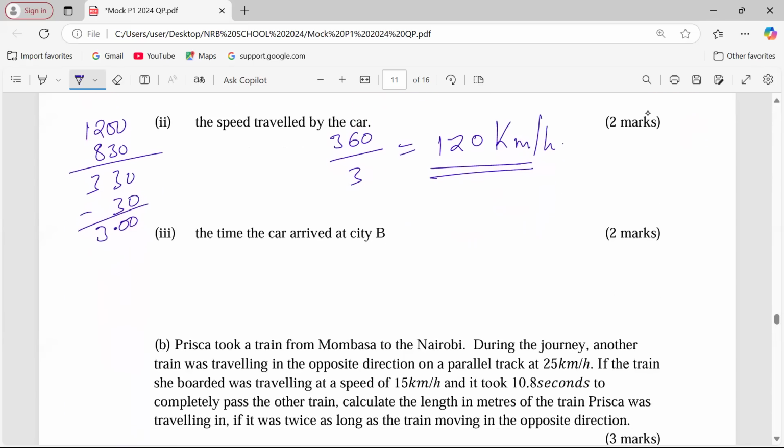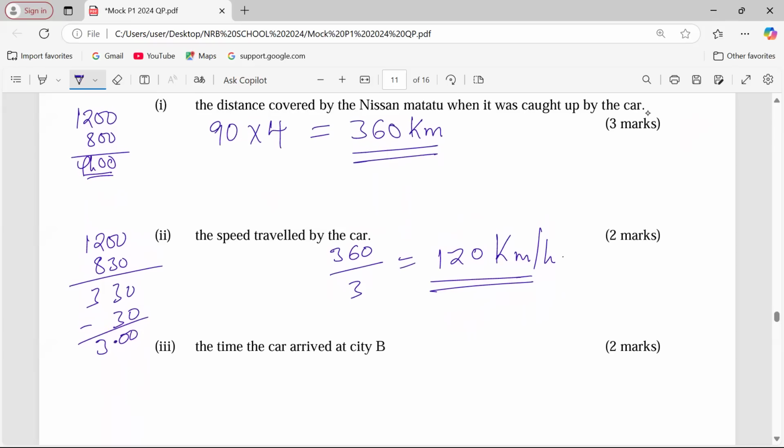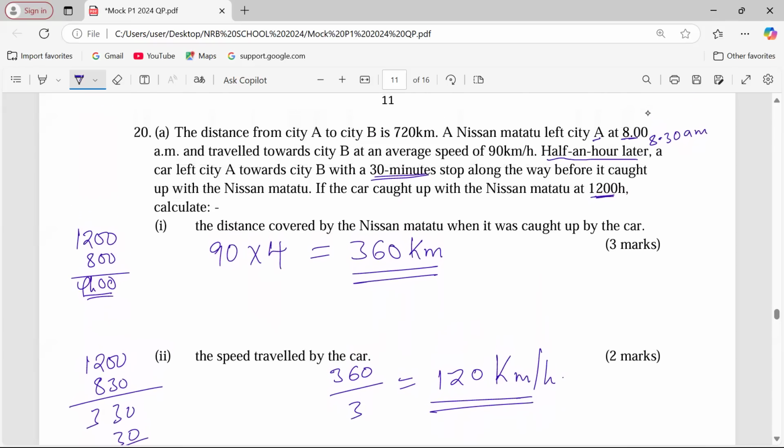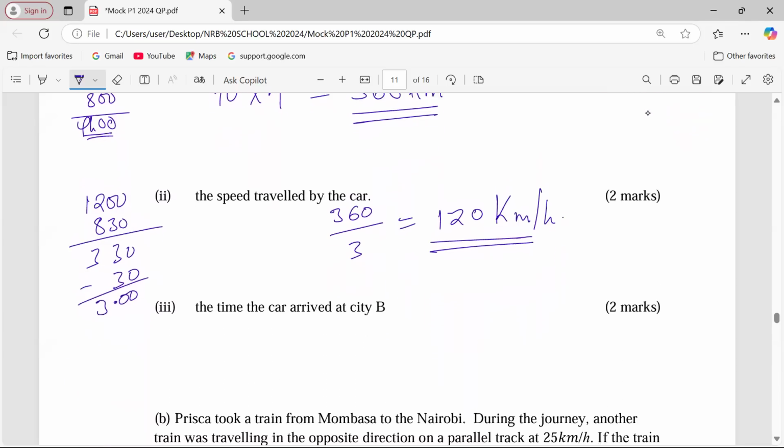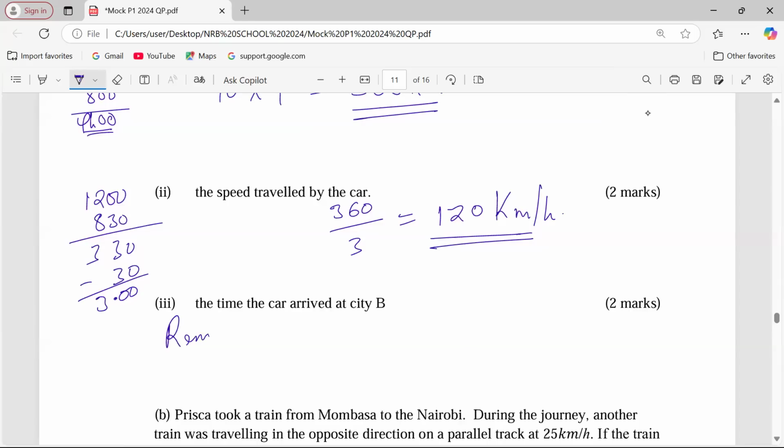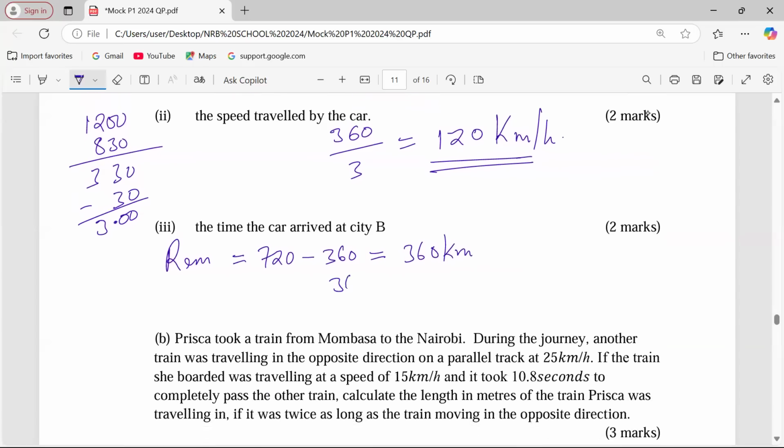Now, at part 3, Roman 3 of this question, the time the car arrived at city B. So the total distance is 720. Now, assuming that it will not stop again, the remaining distance is 720 minus the 360 covered before catching up. So we have 360 kilometers more remaining to be covered. This 360 is going to be covered with a speed of 120. So it will take exactly 3 hours.